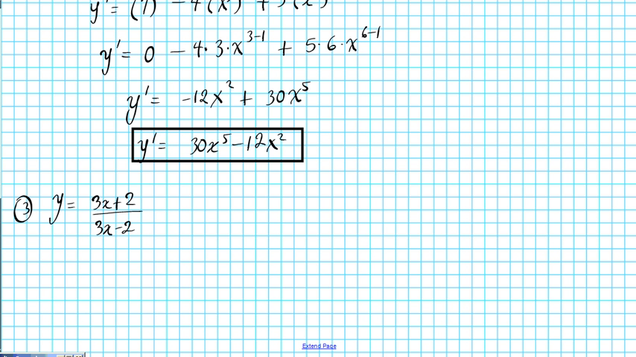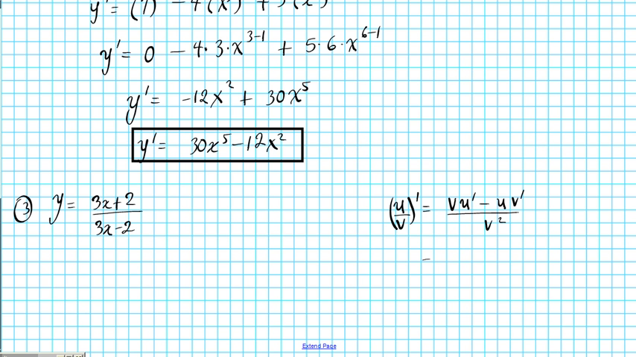All right, so in this example, we're going to be using the quotient rule to compute the derivative of this function. So what is the quotient rule again? Let's say we have a quotient of two functions, u over v. The derivative of u over v is basically v, the denominator, times the derivative of the numerator, minus the numerator times the derivative of the denominator, over v squared, right?